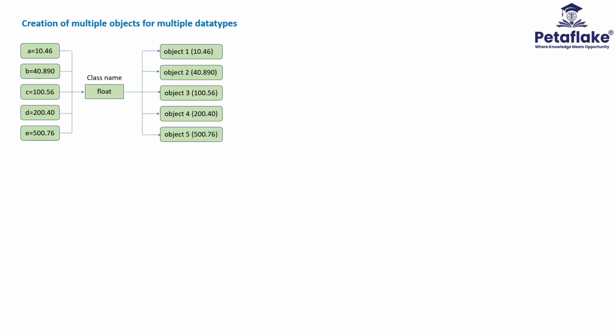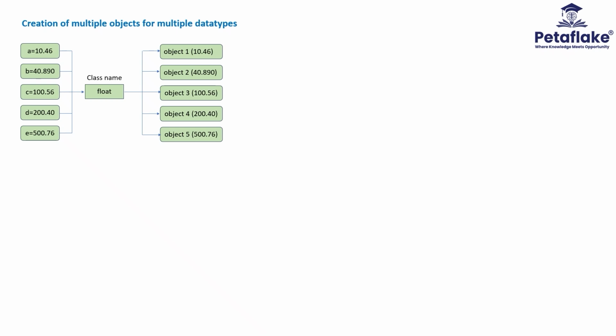We have learned about the process of storing multiple integer values through the objects created based on the single int class. Similarly, when we create multiple variables to store multiple float values, then Python creates an object for each variable based on the float class, and the float value provided to the variable is stored in the respective object's memory.